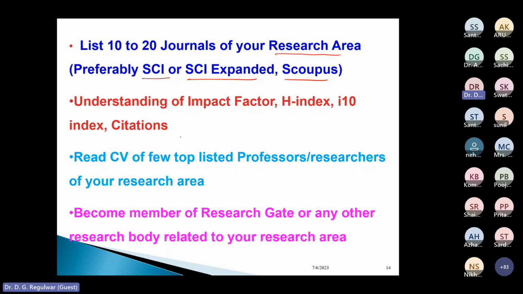Then, understanding impact factor. Being a beginner, I should know what impact factor is, because everyone says my journal has so and so impact factor, 3.125, something like that. So what is this impact factor? What is H index? What is I-10 index? What are citations? These are basically scientometric tools. Basically, it comes under library science.